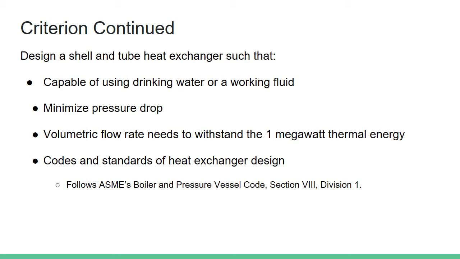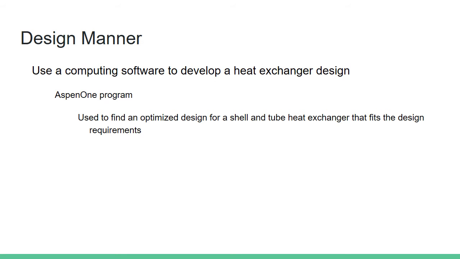As for the codes and standards of the heat exchanger design, it should follow ASME's Boiler and Pressure Vessel Code, Section 8, Division 1. In order to find a proper heat exchanger, the team used a computing software to help develop a heat exchanger design. The program is called ASPID-1, and it was used to find an optimized design for a shell and tube heat exchanger that fits within the design requirements.